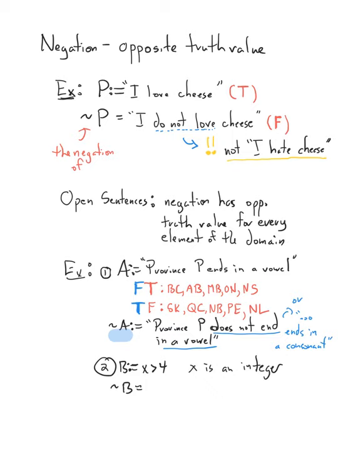So pause the video now and see if you can work out, first of all, for what values of x open sentence B is true and which values it's false for. And then see if you can write the negation of B. So pause the video now and try that.